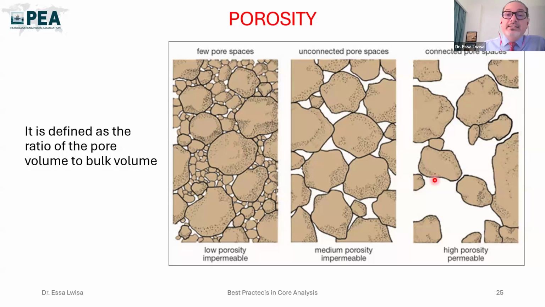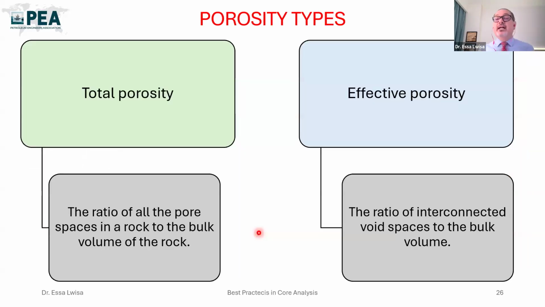As you can remember, I said this porosity here is good, permeability here is good because the pores are connected, but here pores are not connected, and that takes me to the types of porosity. I have two types. The first one is the total porosity, and the second one is effective porosity.